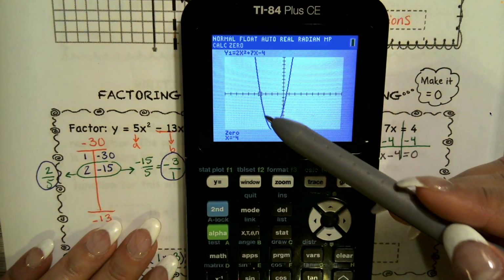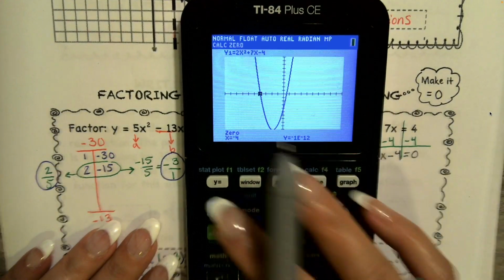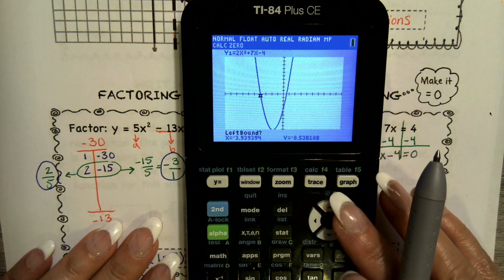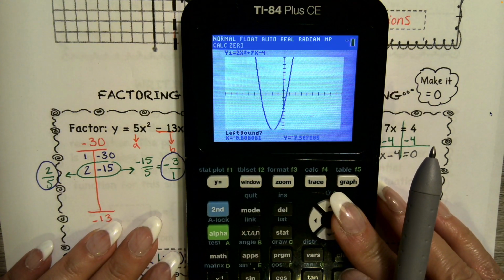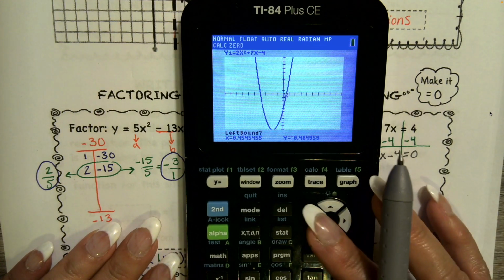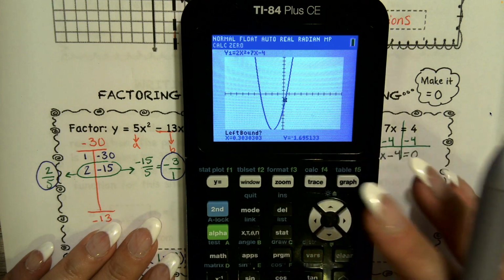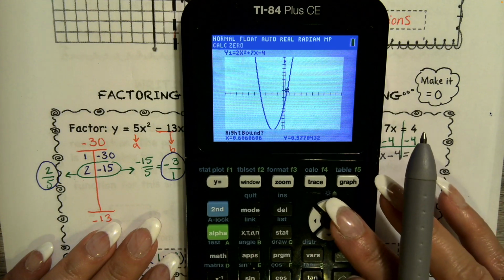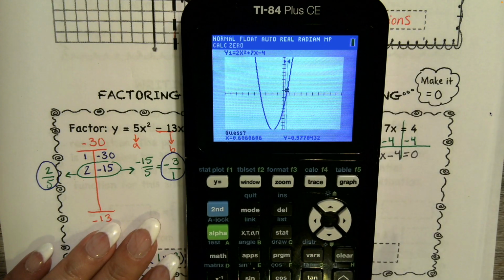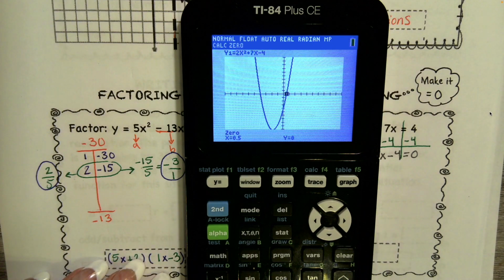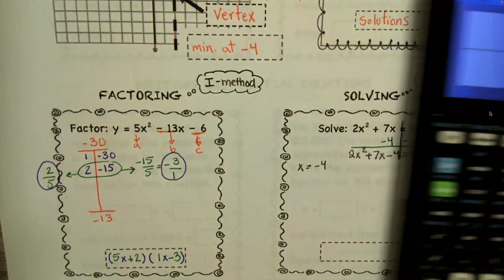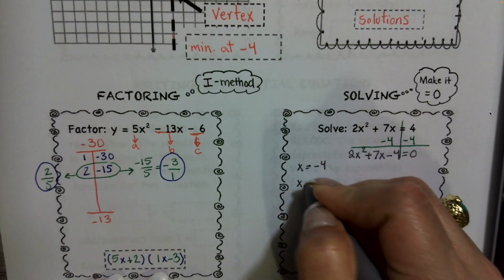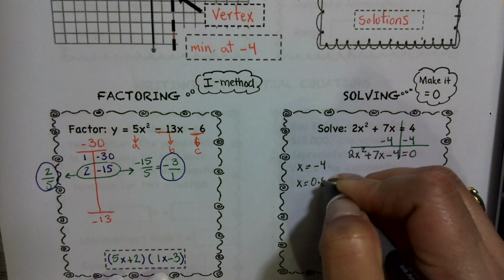Now let's move your blinky point to this part, but we have to do second trace again. Go ahead and click on 0, click enter. Then it says left bound. I'm going to go to the left side of that 0, right? Let's just go a little bit down. Okay, there you go. Click enter. Now it says right bound, so you move your point to the right side of that 0. Click enter. It says guess, that means you have to click again. So there you go. What's your other 0? It's 0.5 or 1/2. So your other x is 0.5. Okay?